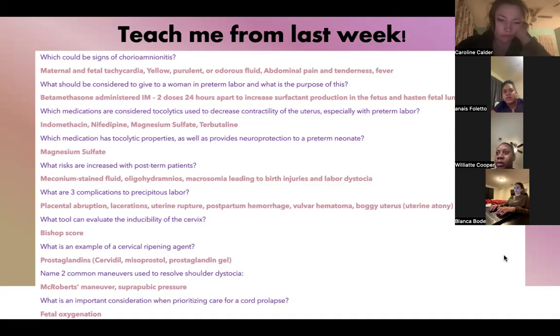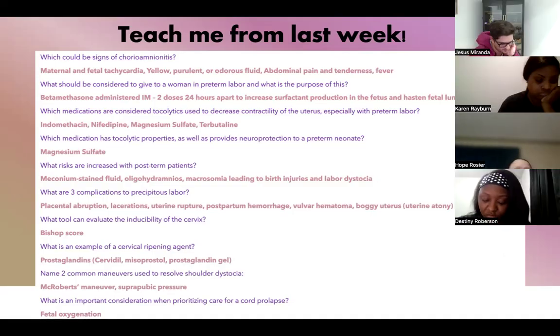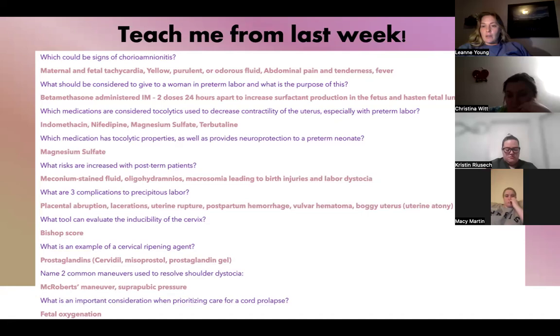Oxygenate mom. Yeah, oxygenate mom. We're going to put a mask on her for sure. We're doing our normal interventions that we would if baby was having late decelerations. We're going to give mom a fluid bolus. We're going to administer oxygen. We already are changing her position.